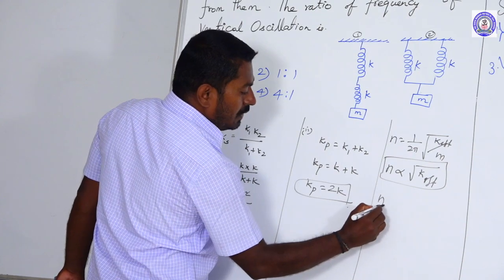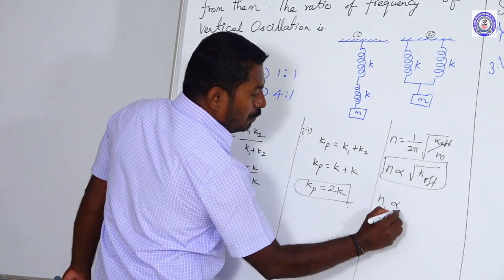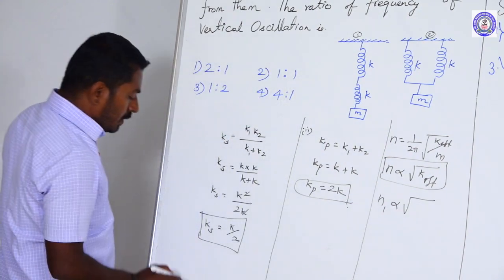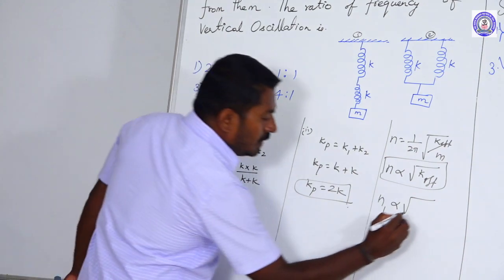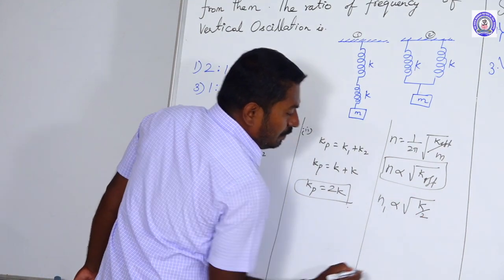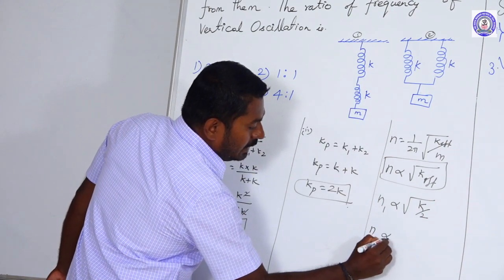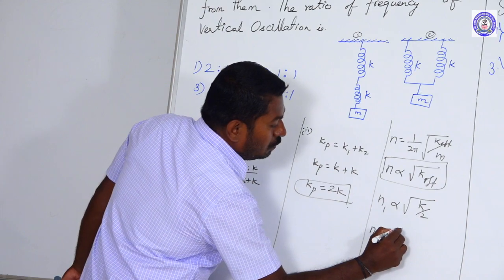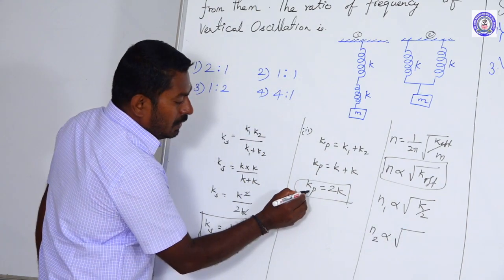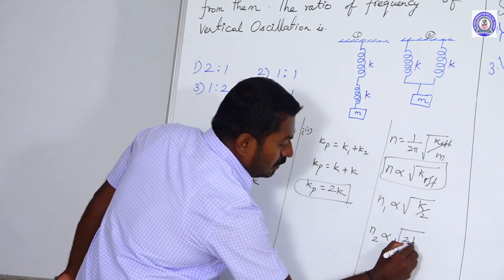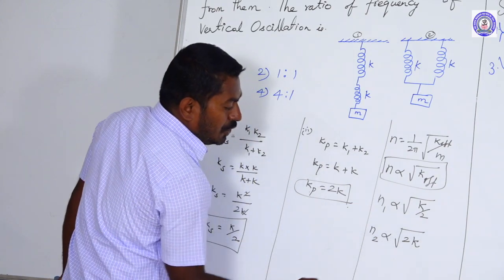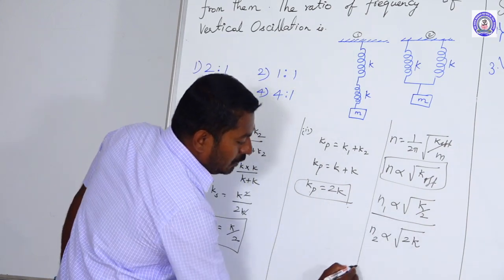In the first configuration, the frequency N1 is proportional to the square root of the effective spring constant for springs connected in series, K divided by 2. In the second configuration, the frequency of oscillation is proportional to the square root of the effective spring constant for springs connected in parallel, 2K. Then take the ratio N1 divided by N2.